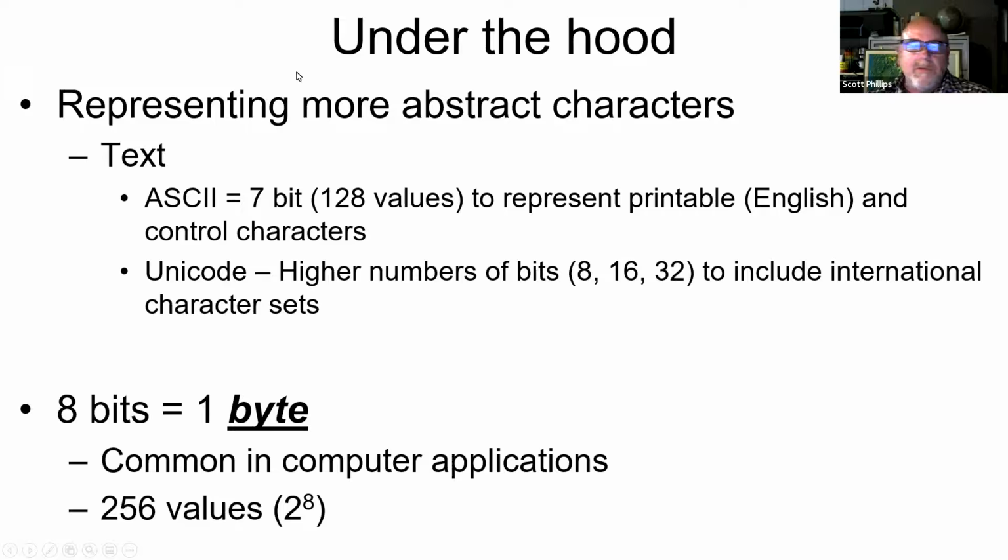So for example, there's something called ASCII text, where each letter or number or space or punctuation is represented by a 7-bit value. It's an older way of representing printable English and control characters. Nowadays, computers use something called Unicode, which has more bits than that, so that we can include international characters as well.